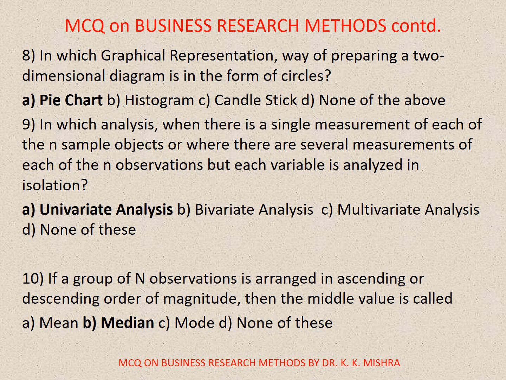Question number 10. If a group of n observations is arranged in ascending or descending order of magnitude, then the middle value is called. Options are A. Mean, B. Median, C. Mode, D. None of these. Correct option is B. Median.